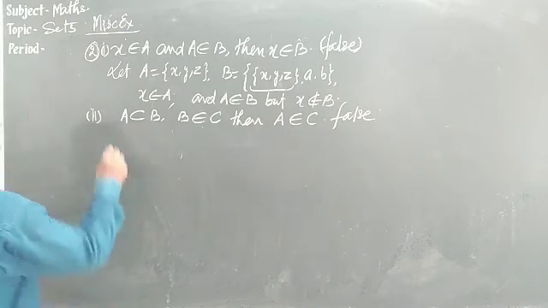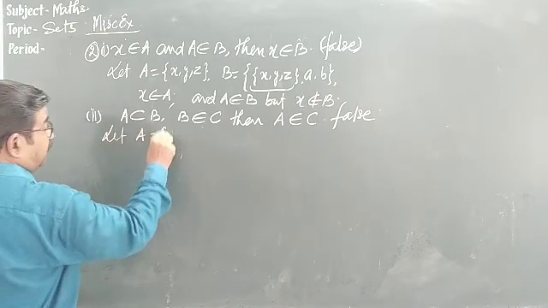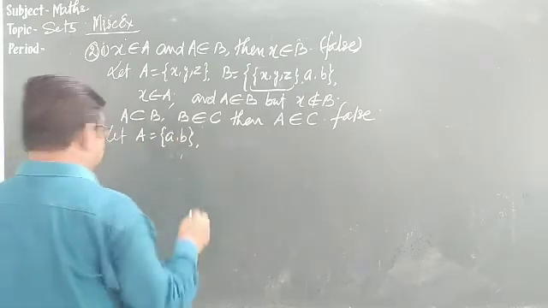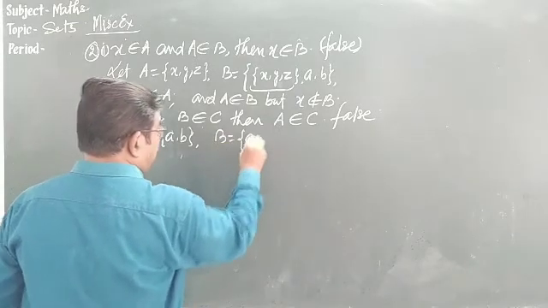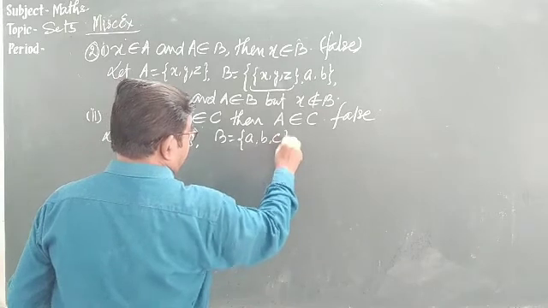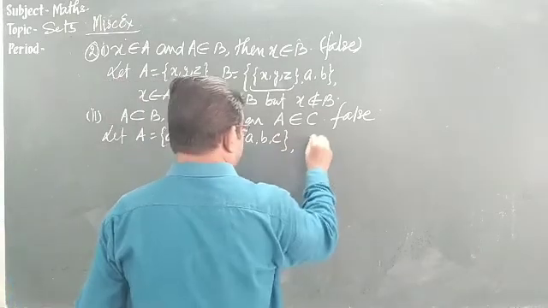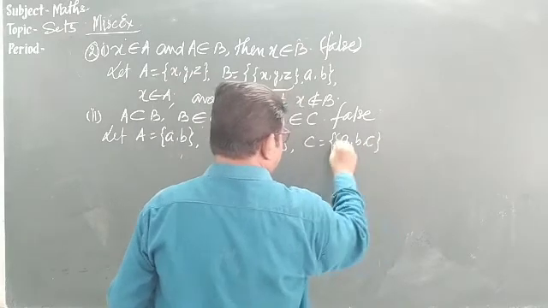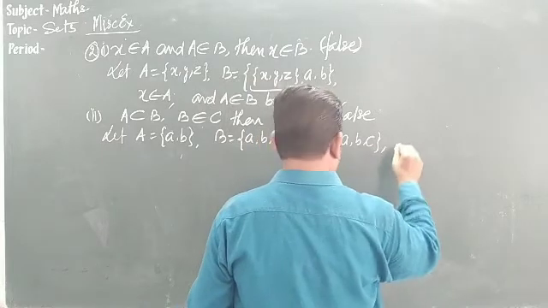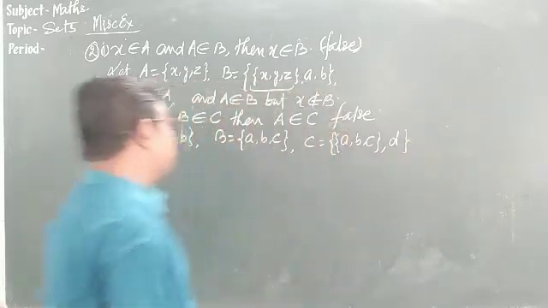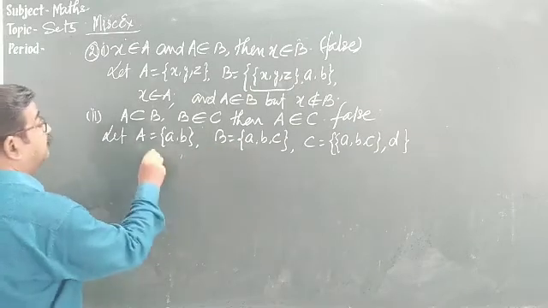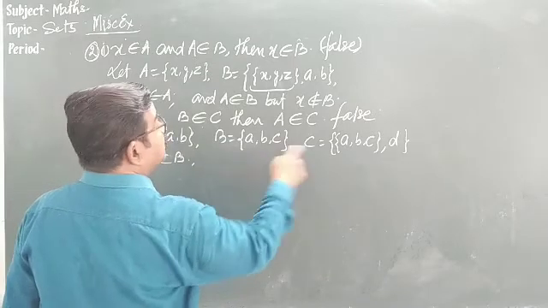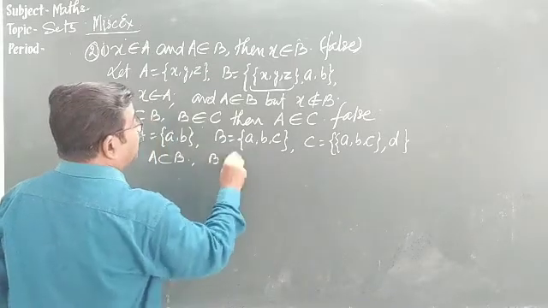So how to write? Let A be an element containing A, B, and B is an element, B is a set having A, B and C. C is a set having A, B, C containing an element, single element, and you can write another element D also. So A is a subset of B, and you see B is a subset of C, or B belongs to C.